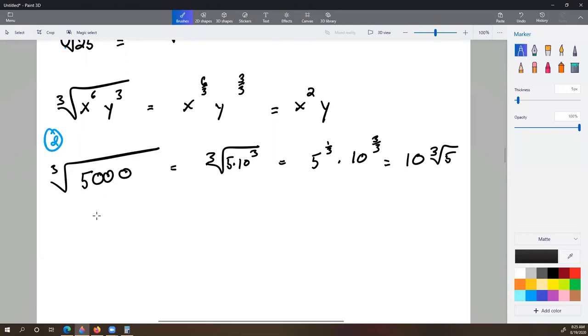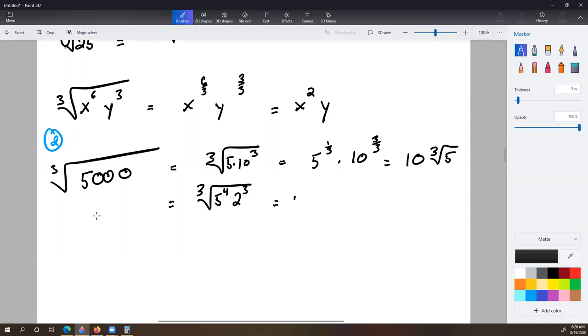Another way you could go about this 5,000 problem is you could rewrite this because 10 has a 5 in it and a 2 in it. So with 5,000, you actually end up getting 5 to the 4th and 2 to the 3rd. Now, let's go ahead and break this up. We're going to get ourselves 5 cubed. There's another 5 in there. That's the addition rule, right? If I have 5 cubed times 5 to the 1, that makes 5 to the 4th. So I'm going to go ahead and break this up.